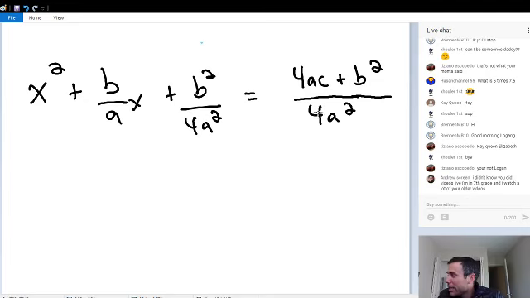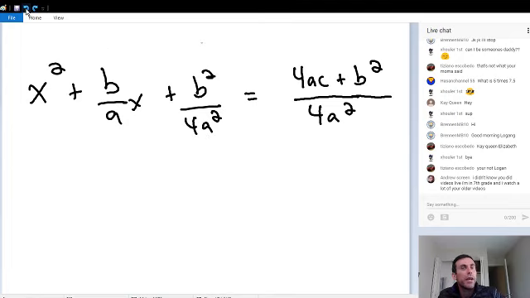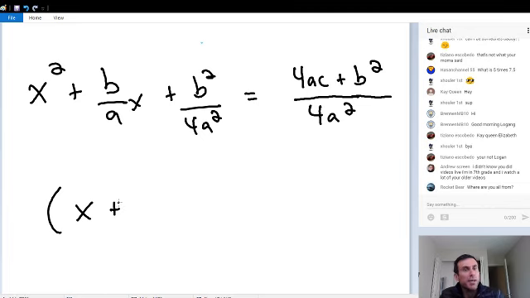This is a much more complicated problem, but I think it's fascinating, just proving the quadratic formula by completing the square. So let's keep on working this out. Over here we have a perfect square, so we can factor this. Our first term is going to be x, and our second term is always half of b over a, and half of b over a is b over 2a.